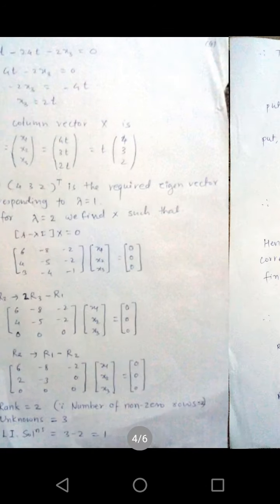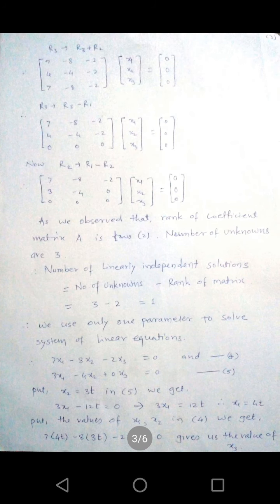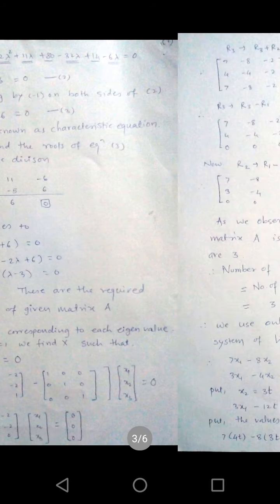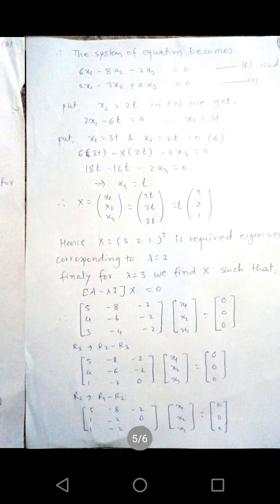So this concludes the solution of the given problem. We divided the whole solution into two parts. Part 1 is to find the eigenvalues, and part 2 is to find the eigenvector corresponding to each eigenvalue. This problem is asked for 8 marks, so part 1 consists of 4 marks and part 2 consists of 4 marks.